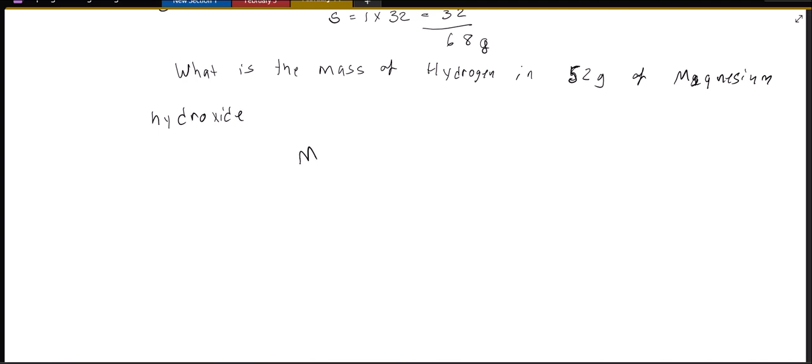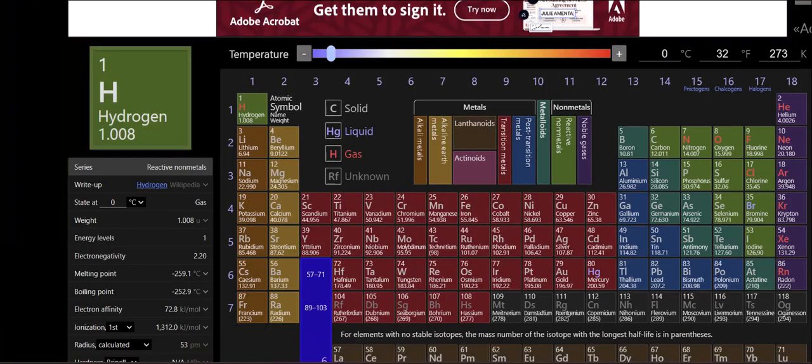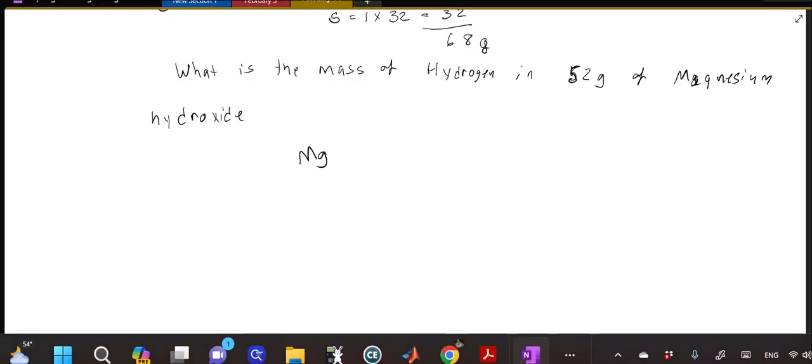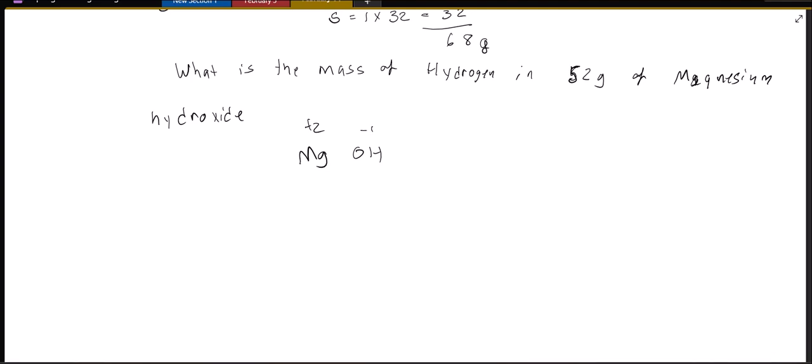So first you have to remember magnesium, and magnesium is column 2, so it is +2. Hydroxide, you have to remember, is OH, and it's -1. So the 2 goes here, 1 goes there, but that's understood. So that's the formula for magnesium hydroxide.